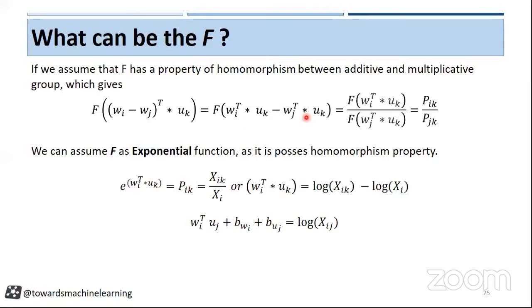Basically, we are splitting our equation. We can distribute these things and write this as individual multiplication rather than doing subtraction and then multiplication. As we have a minus sign, we can write this as a ratio of two values.